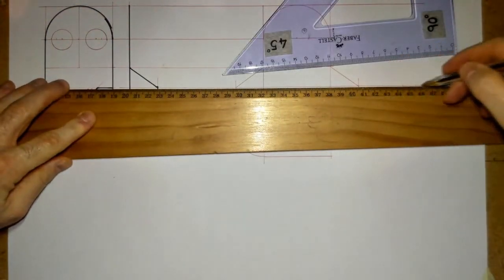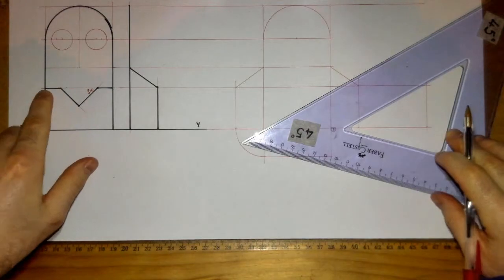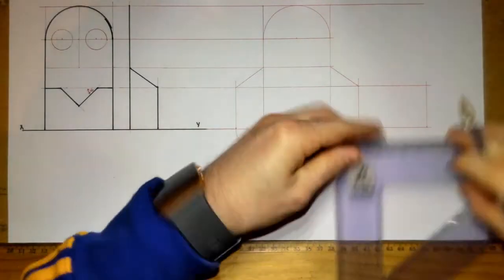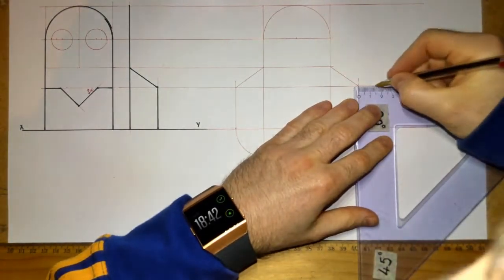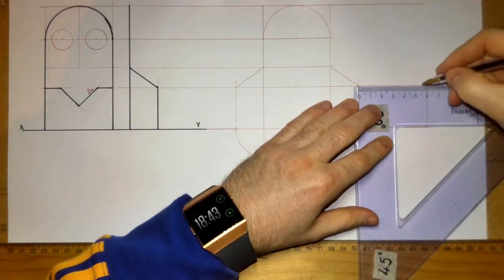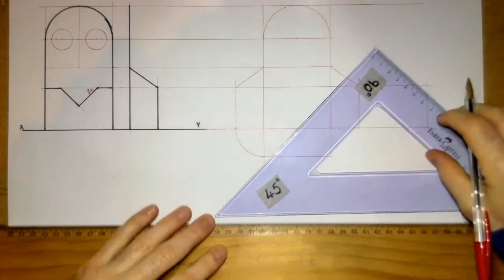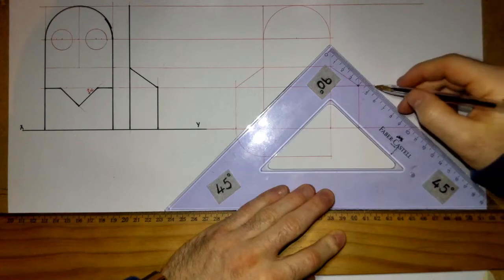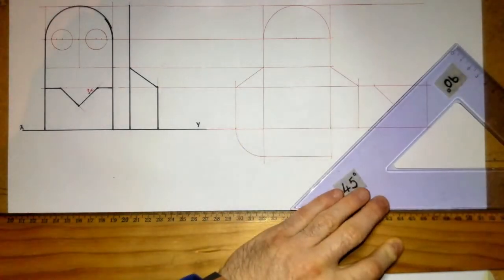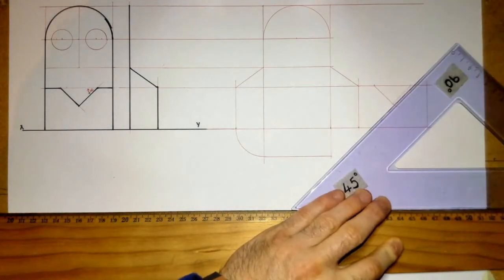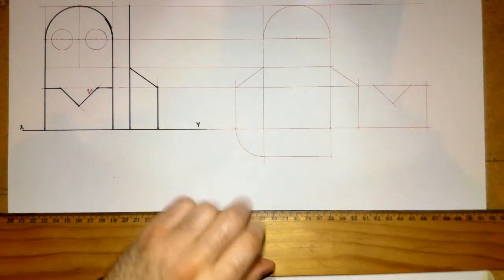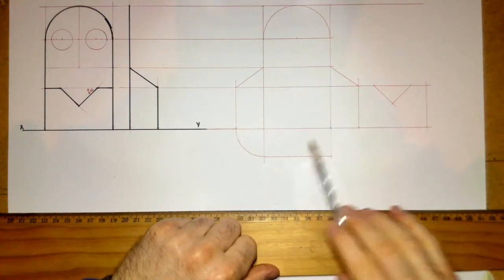Project this line across. And I know then that these distances here are 14 and 14 either side. So I'm going to mark in 14 and mark back 14, and then I know they project down at 45 degrees. This one 45 and 45. So there you have it. That is the side, the back, the bottom, and the front.